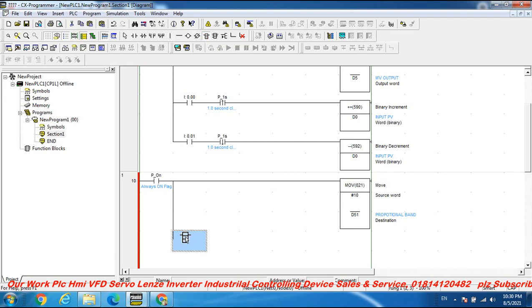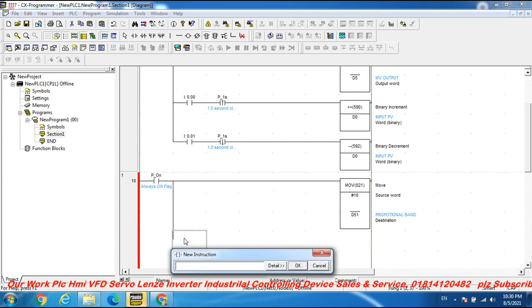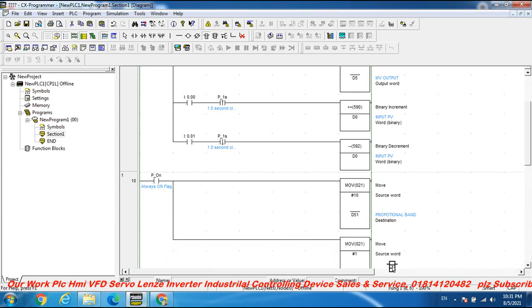Move function. Now I write integral time, second. Move hash 1, integral time is 1 and D52 integral time, integral time second.